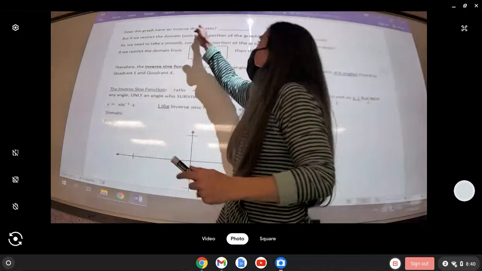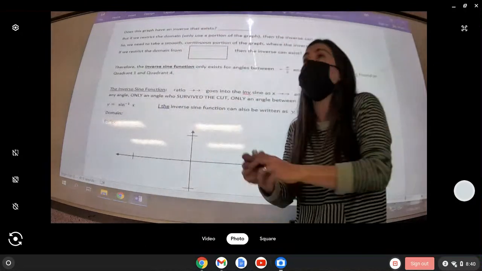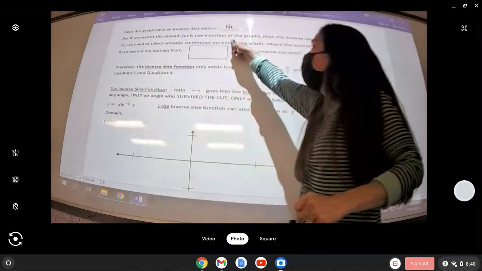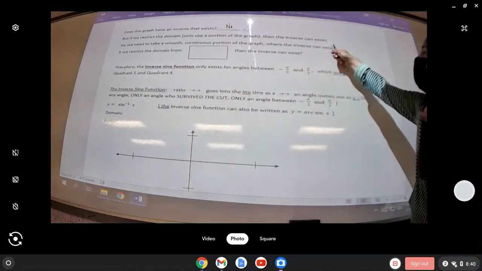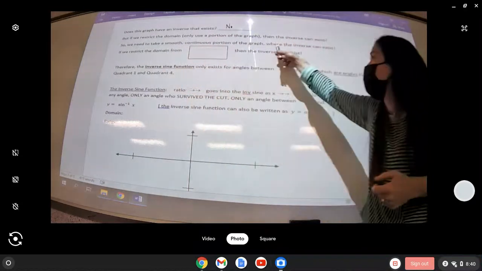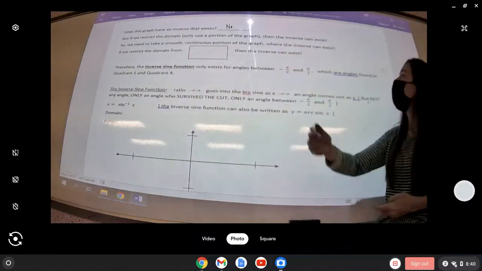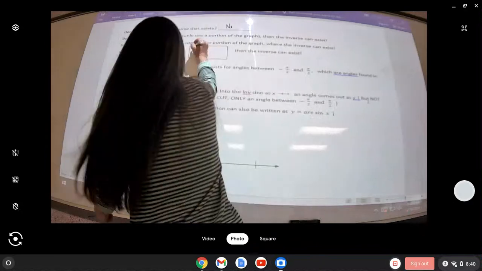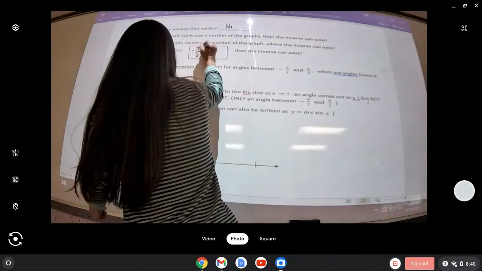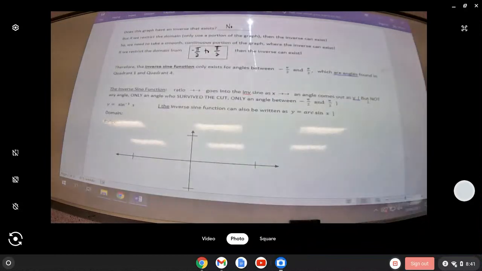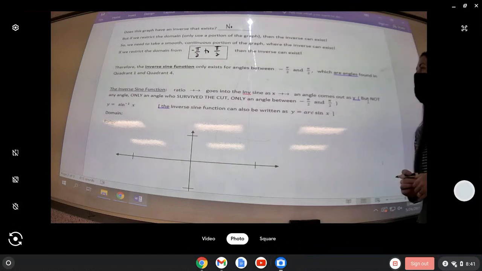So it says, does this graph have an inverse that exists? Technically, the answer to that question is no. I got a little ahead, but if we restrict the domain, only use a portion of the graph, then the inverse can exist. So we need to take a smooth, continuous portion of the graph. We just did that. We chopped it where the inverse can exist. So if we restrict the domain from negative pi over 2 to pi over 2, then the inverse will exist. So just on that portion of its graph, that's where the inverse will exist.